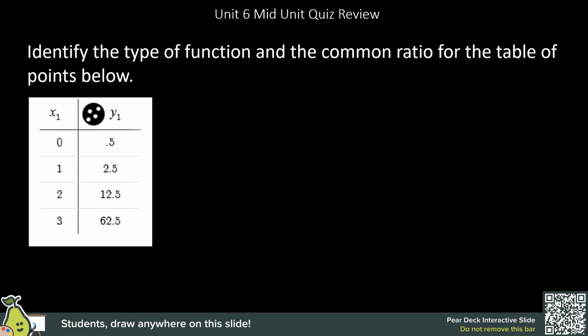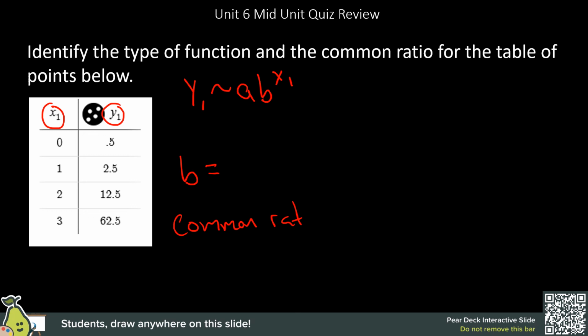Now I want you to do the same thing, okay, in Desmos. When you're doing this, you want to be sure that you set this equation up as y1 tilde of a b to the power of x1. This is what you're going to put in. Make sure when you put your table, you have x1 and y1. And you're going to be looking for your b value. That is your common ratio. Okay?